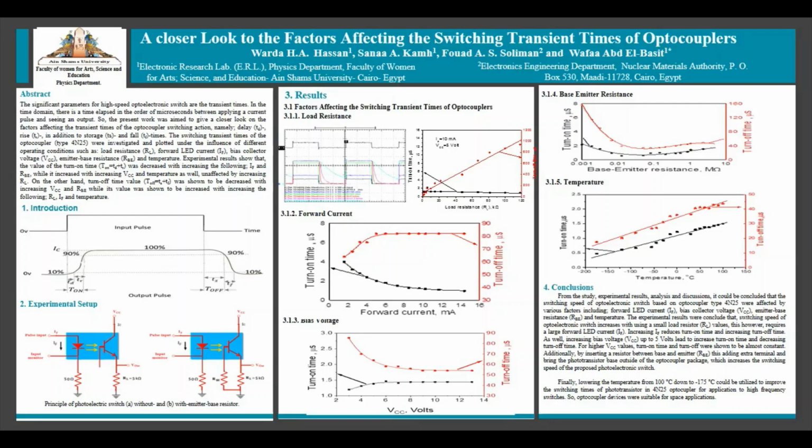We represent the turn-on time on the left y-axis and the turn-off time on the right y-axis. We observe that the turn-on time is slightly affected by this factor, while the turn-off time is more affected by this factor. The turn-off time is improved by decreasing the values of load resistance, the input current of the LED, and the temperature, and increasing the bias voltage given from a DC regulated power supply to the value of 5 volt. Finally, inserting a resistor between the base of the phototransistor and the emitter decreases the fall time in the range from 80 kilo ohm up to 200 kilo ohm.